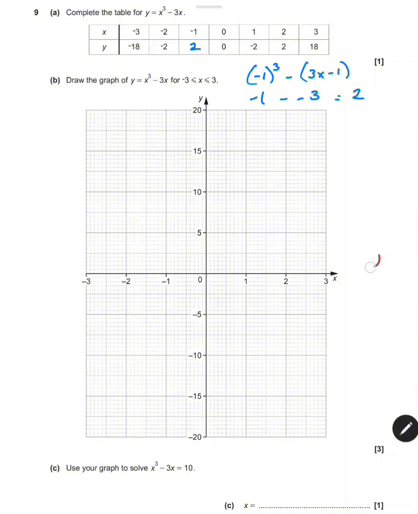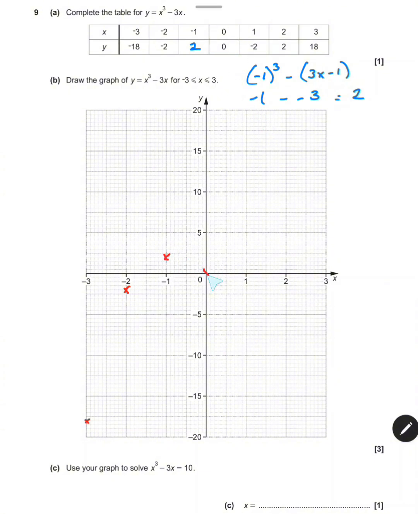Across to -3, down to -18. Across to -3, that's -20. -19, -18 would be there. Across to -2, down to -2. Across to -2, 1, 2. I'm counting 2 boxes for each number. Across to -1 and up to 2, across to -1, 1, 2.